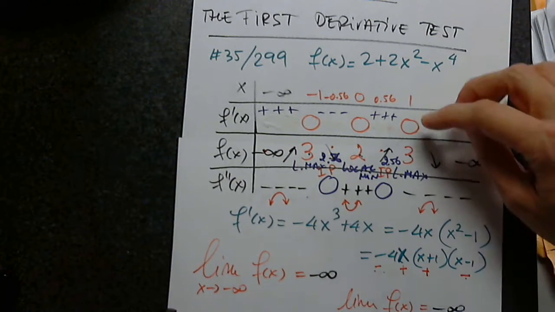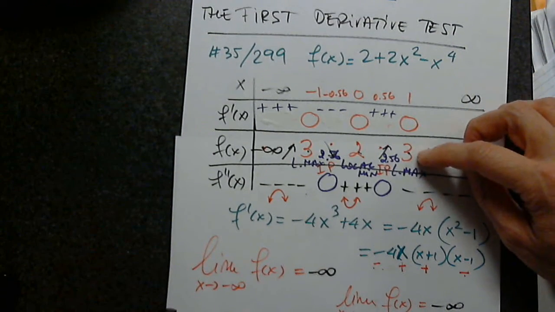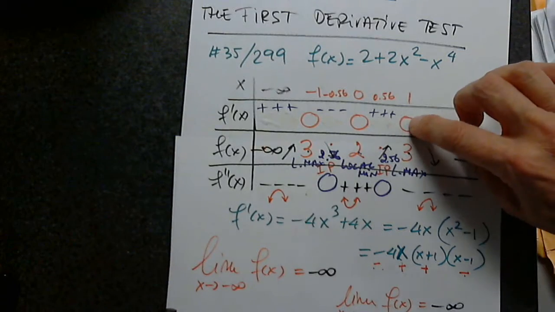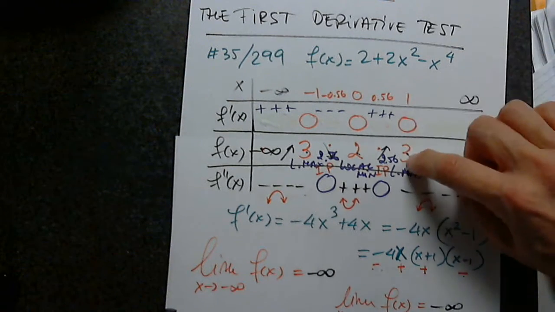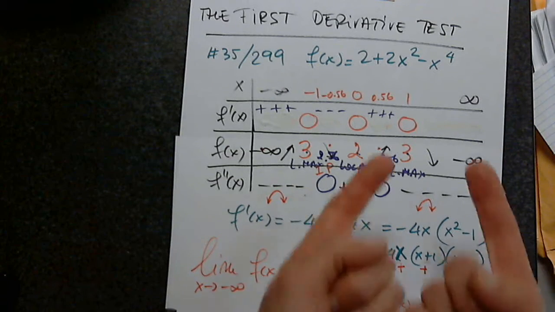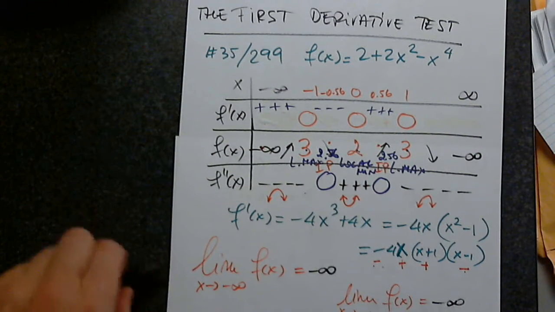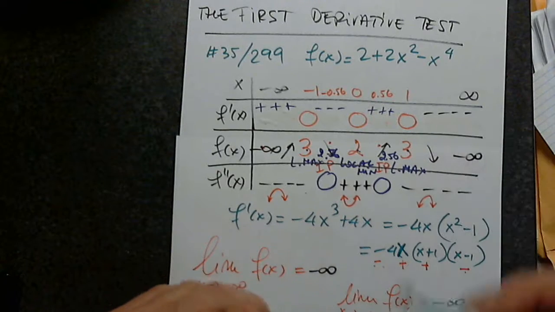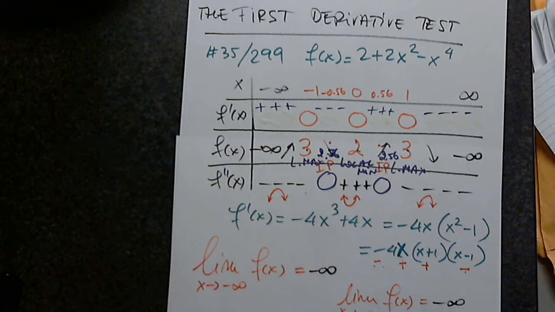Last one. We have 1 comma 3. It's a critical point because the derivative is 0. The second derivative indicates that the function opens downward. So what are the signs of this? Positive and negative. So this is how the second derivative gives us information about the function.